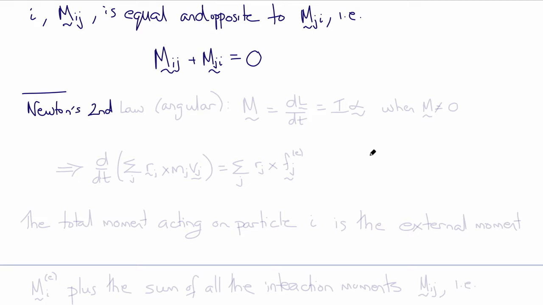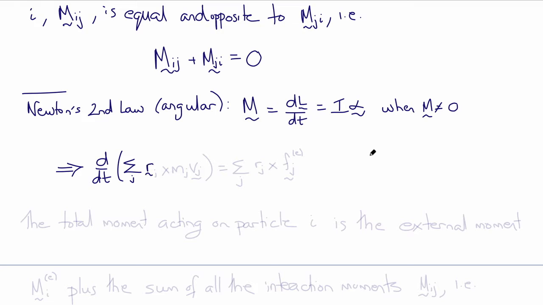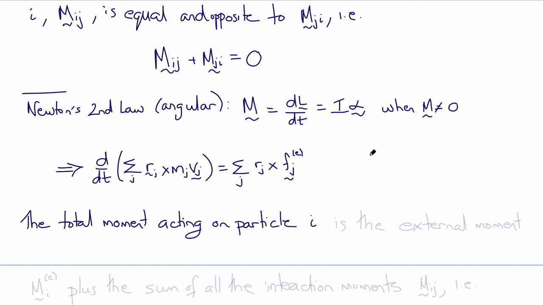Now we can expand Newton's second angular law, which states that the moment M is equal to the rate of change of angular momentum, dL/dt, which is equal to the moment of inertia times the angular acceleration, I times alpha, when M is not equal to 0, by substituting our earlier definition of the angular momentum L. This gives us that the rate of change with respect to time of the sum over j of rj crossed with mj vj is equal to the sum over j of rj times fje, where fje are the external forces acting on particle j, and their lines of action have position vectors rj.